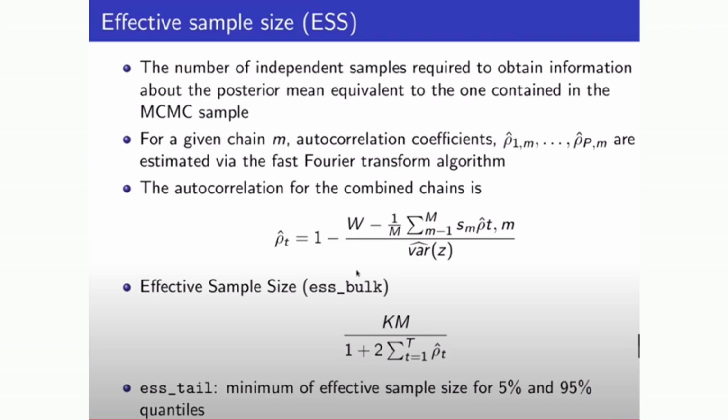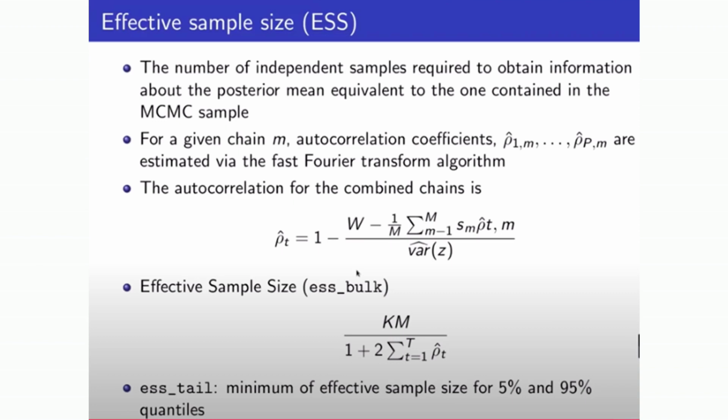This leads to the idea of the effective sample size. In an autocorrelated sample, such as one generated by Metropolis-Hastings, we know there is less information than in a chain of the same length generated by random sampling.